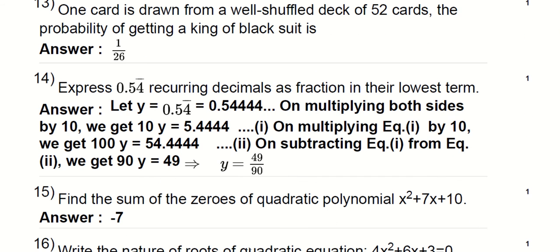Express 0.54 bar, that is 0.5 with 4 repeating, in fraction form. First bring the 5 to this side, so multiply by 10 on both sides. This becomes 10y equals 5.444. Only one digit repeats every time, so multiply by 10 once more: 100y equals 54.444. Then 100y minus 10y equals 54 minus 5, because the decimals cancel. So 90y equals 49, and y equals 49 by 90.